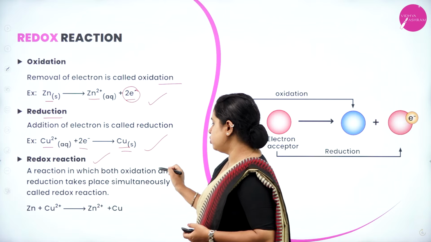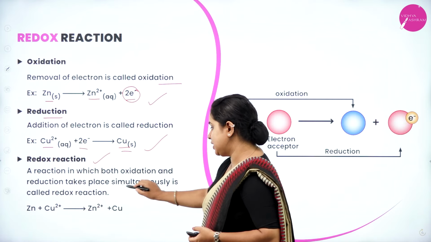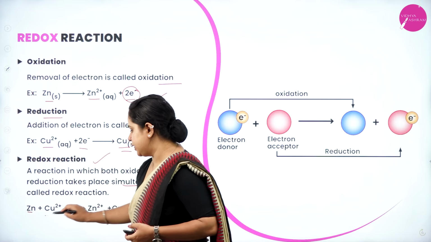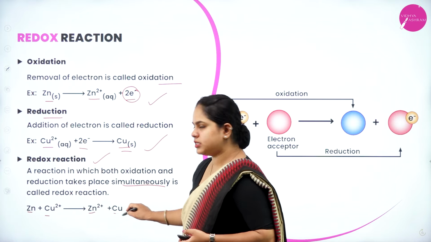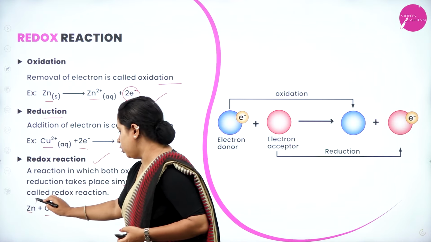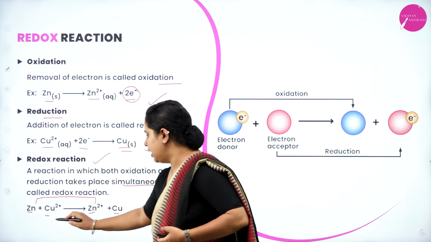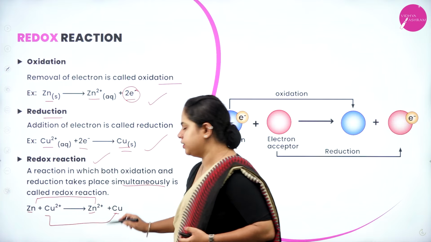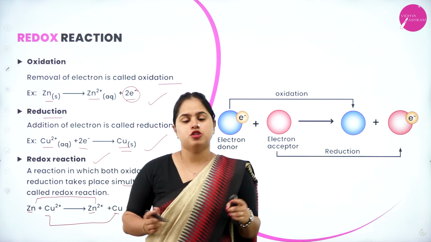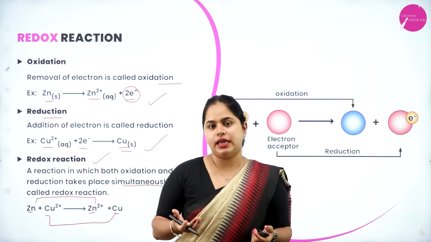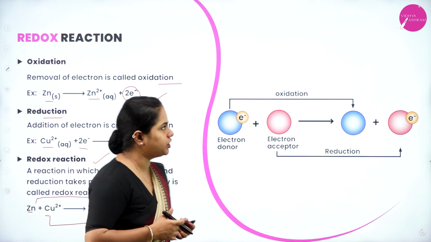A reaction in which both oxidation and reduction take place simultaneously is called a redox reaction, right? So Zn plus Cu2+ gives Zn2+ plus Cu. Here you can see what is happening: zinc getting converted into Zn2+, oxidation is happening, as well as Cu2+ getting converted into Cu, reduction is happening. So both reactions, that is oxidation and reduction, are happening at the same time, and that is called a redox reaction, right?